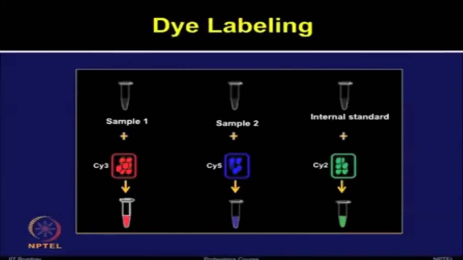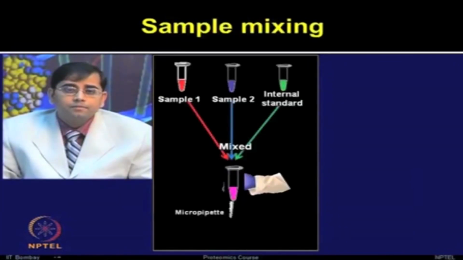Now, your control sample, treatment sample and internal standards should be labeled with different cyanine dyes. The internal standard is always fixed with Cy2 dye, but your control and treatment should be dye swapped. So, sometimes it should be Cy3 and then a few samples should be Cy5 and vice versa. Once labeling is done, the samples should be mixed. So, all 3 labeled samples, Cy3, Cy5 and Cy2, should be mixed in one combined tube.